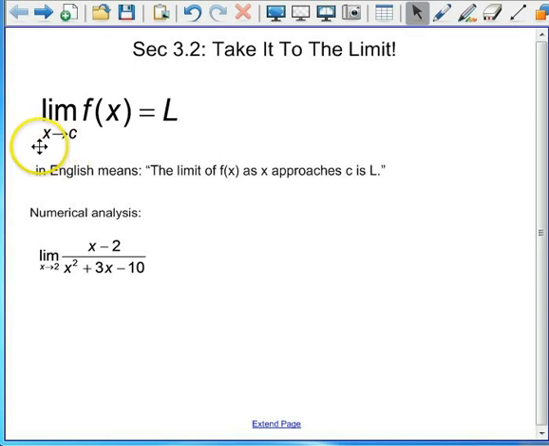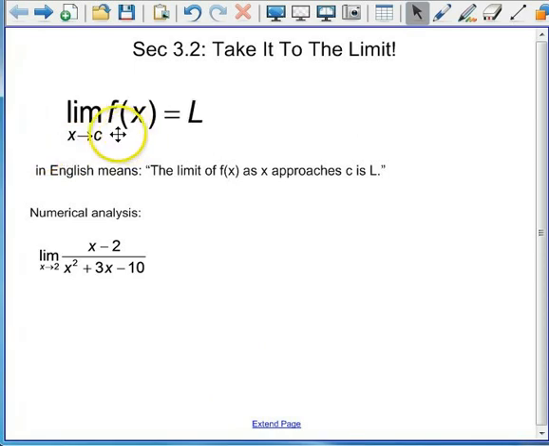If I have this funny looking thing right here, we read it as the limit of f of x as x approaches c is L. So in English, the limit of f of x as x approaches c is L. So just get used to saying that. What that means is, as x gets really close to c, f of x is getting really close to L.